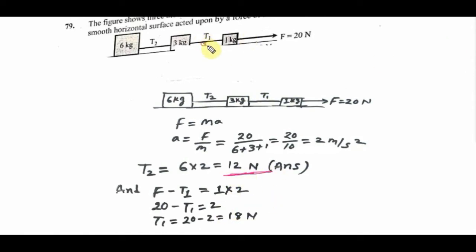If we want to find the value of T1, then we will follow that F minus T1 equals 1 into 2, because this force will be M into A. So M equals 1 kg, so 1 into 2. F is 20, so 20 minus T1 equals 2. So T1 equals 20 minus 2, that equals 18 Newton. T2 equals 12 Newton and T1 equals 18 Newton.